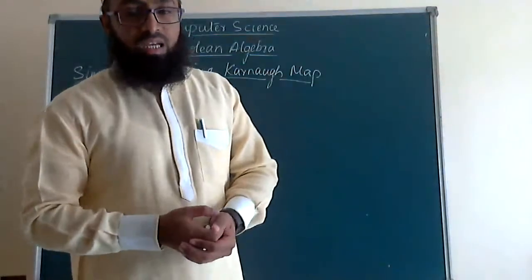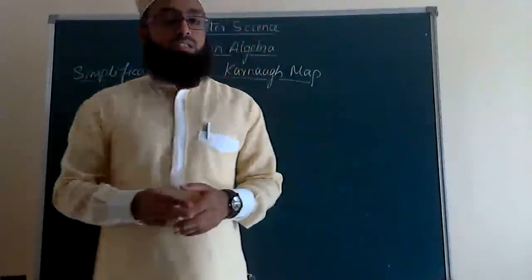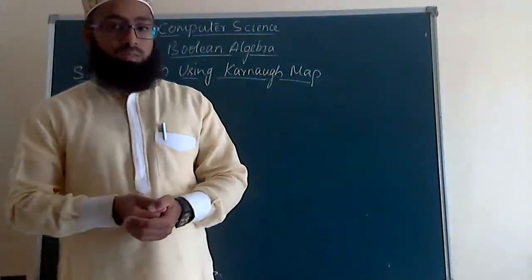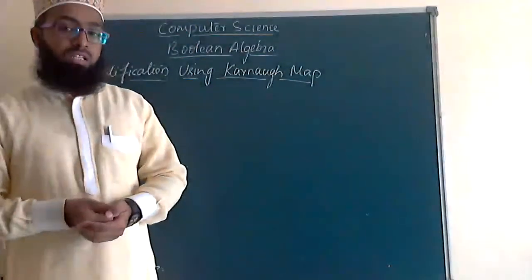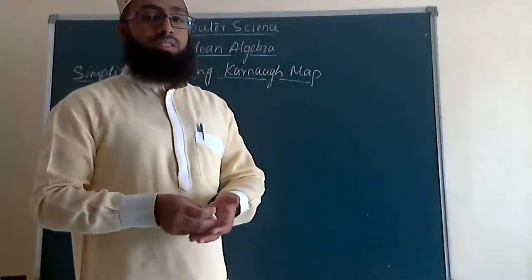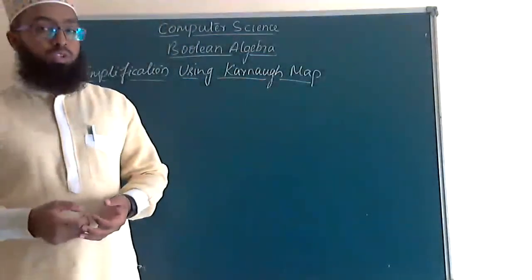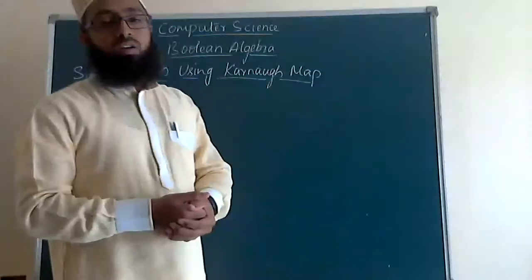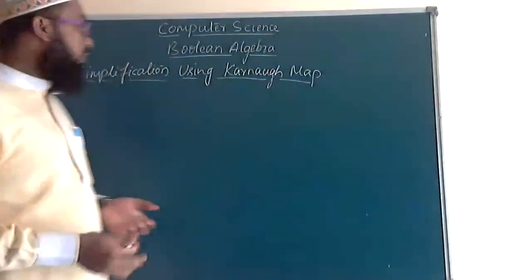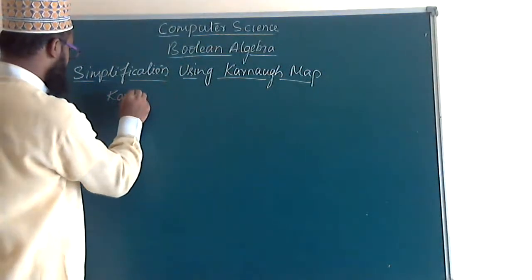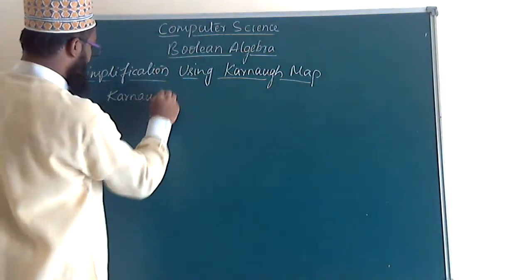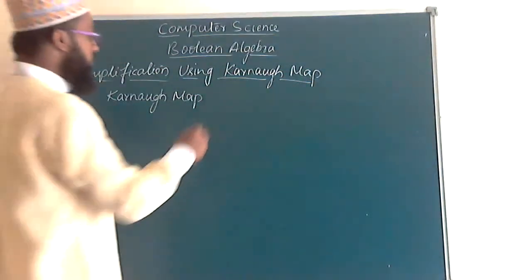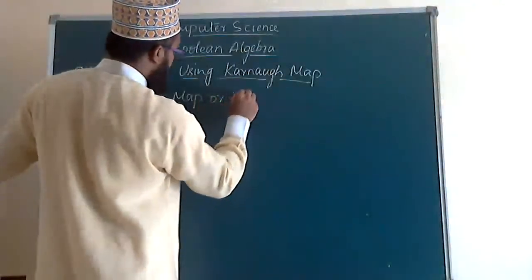So, truth table is a nice and natural way to represent the functions. But apart from truth table, certain other methods are also available. Among them, the most important is the Karnaugh map. What is meant by Karnaugh map? This Karnaugh map can also be called as K map.